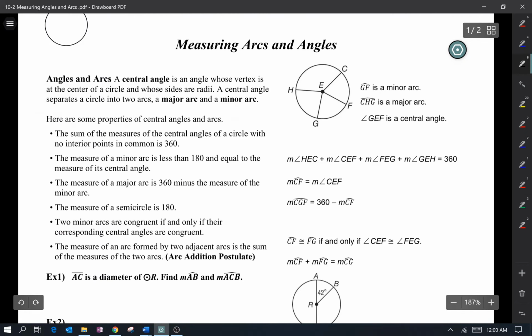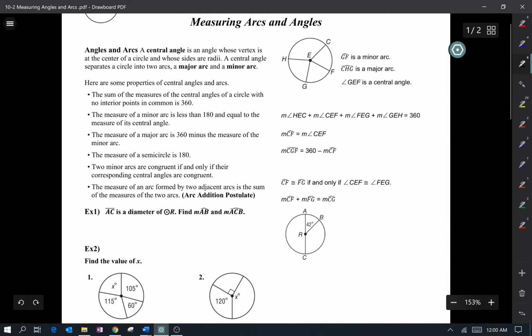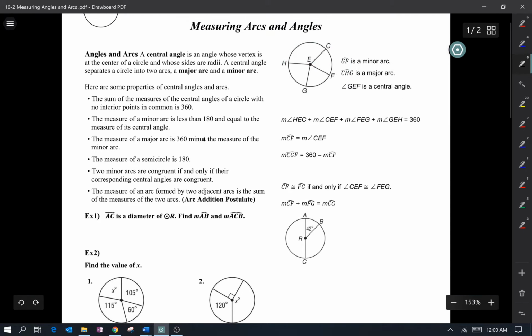And so that's what we're just talking about here, right? Here's some properties about central angles and arcs. The sum of the measures of the central angle of a circle is 360. Okay, that's obvious, right? The degrees around a circle is 360. And the central angles add up to 360. That's all that's saying. Pretty logical, right? A minor arc is less than 180 and equal to the central angle, and a major arc is 360 minus the measure of the minor arc.